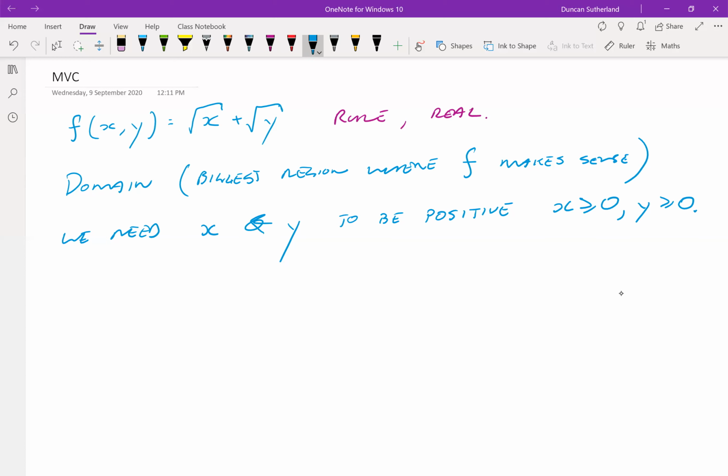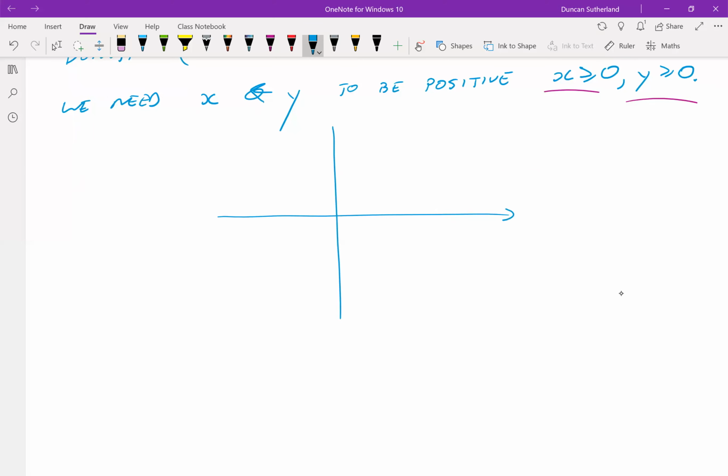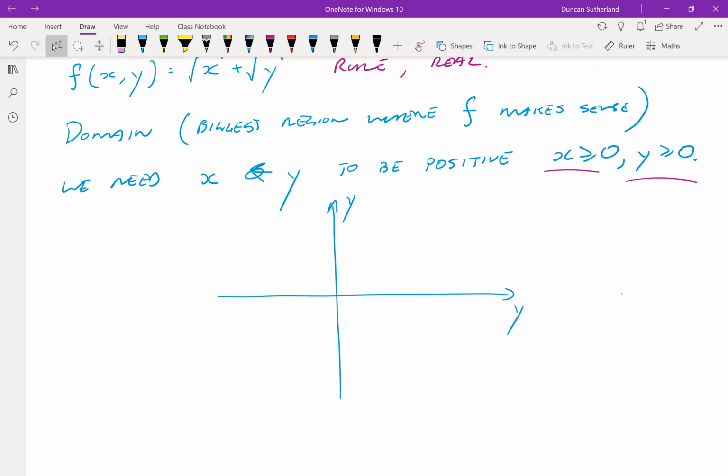So we've got our domain as being this region defined by x greater than 0, y greater than 0, which we can sketch. So the domain of a two-dimensional function is obviously just a plane, or a region within a plane. And in this case, it's the first quadrant of the real plane.